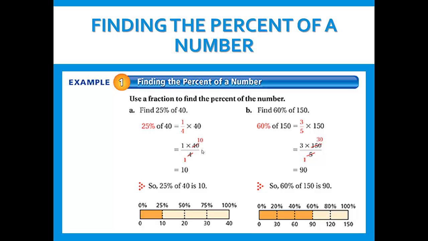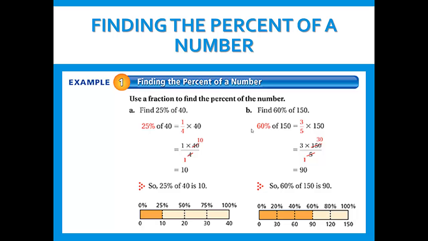We can simplify 4 and 40 by dividing by 4, and 40 divided by 4 is 10. 4 divided by 4 is 1. For the numerator, 1 times 10 is 10. And then we have that over 1, which equals 10. So 25% of 40 is 10.